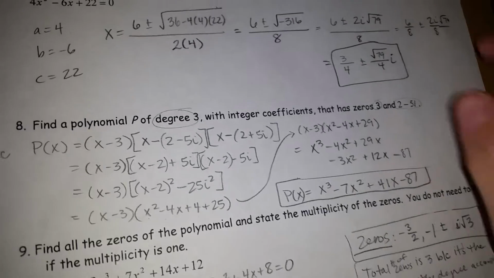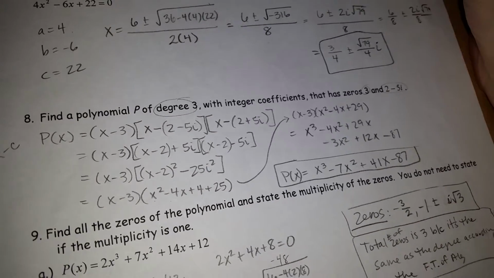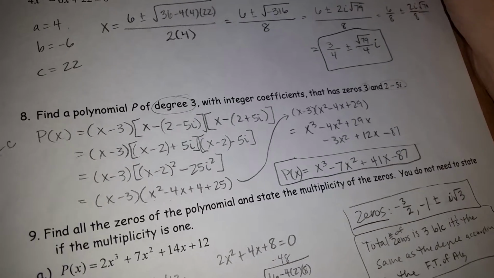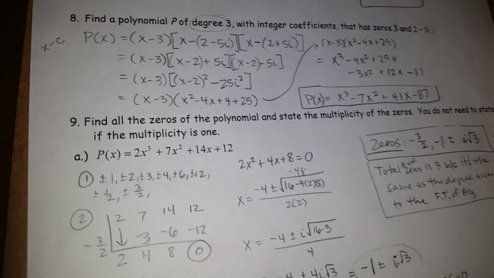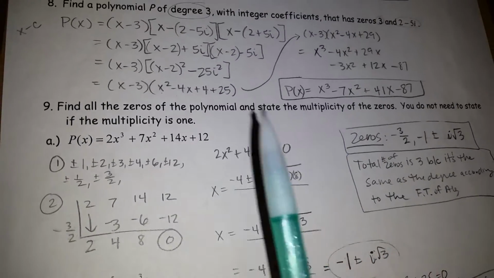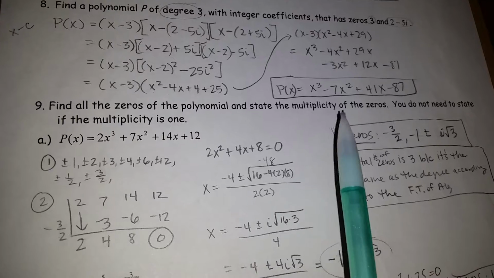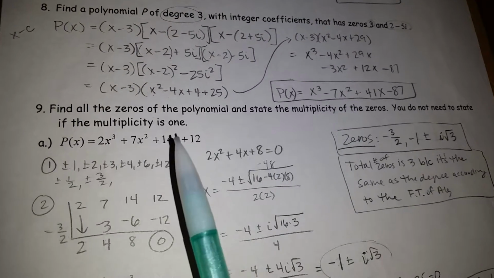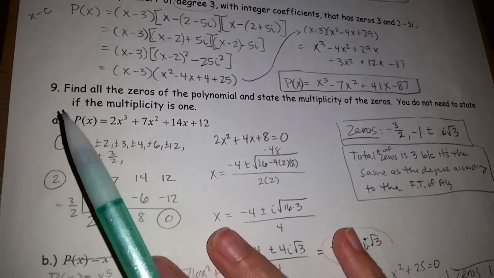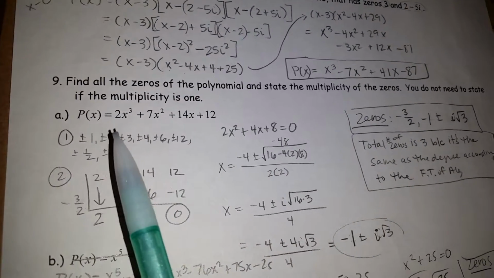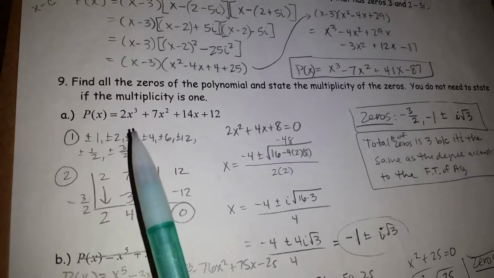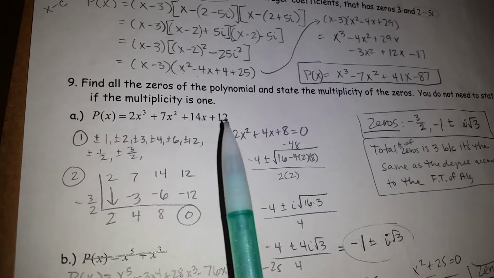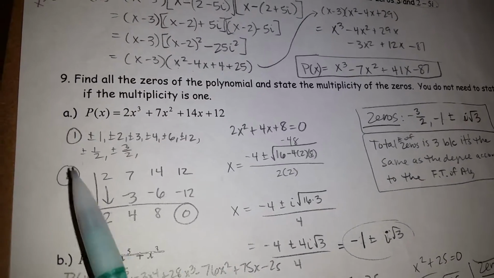All right, for number 9, we're going to find all zeros of the polynomial and state the multiplicity of the zeros. So if they occur more than once, we're going to state that. If the multiplicity is 1, then you don't need to write that part down. Okay, so this is really similar to finding the zeros that we did on the first page. What we're going to do is find the possible zeros first.